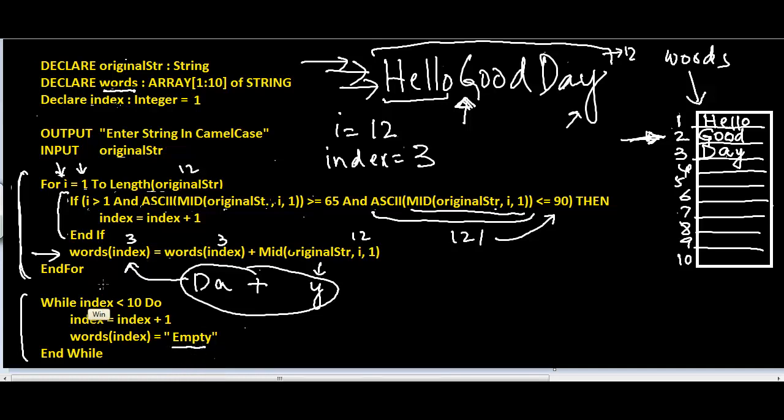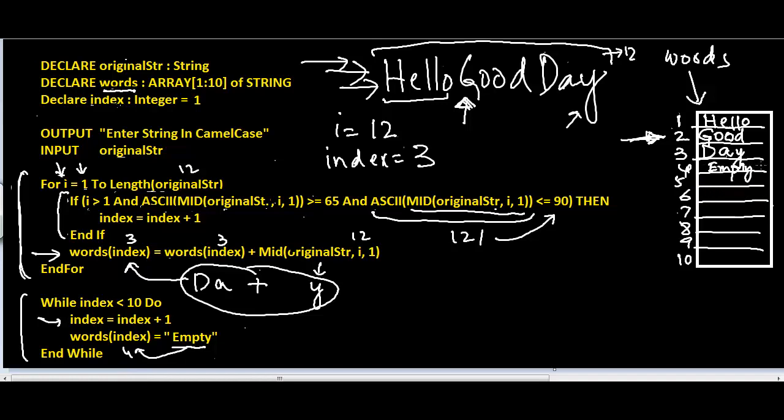So this while loop is going to run until the value of index is less than 10. So the value of index is right now 3, and each time this loop runs, the value of index is incremented by 1. So first time the loop runs, the value of index becomes 4, and we are now going to save this string value on the right hand side, empty, into words of 4, right? So this rogue value empty is going to be written here.